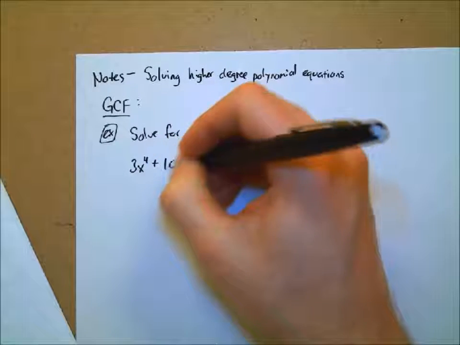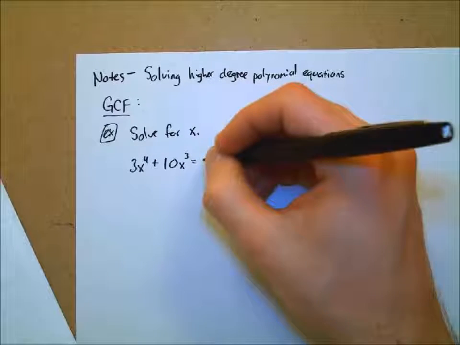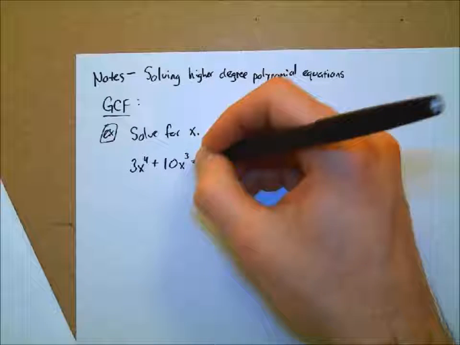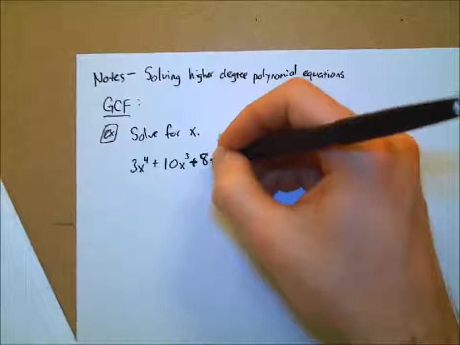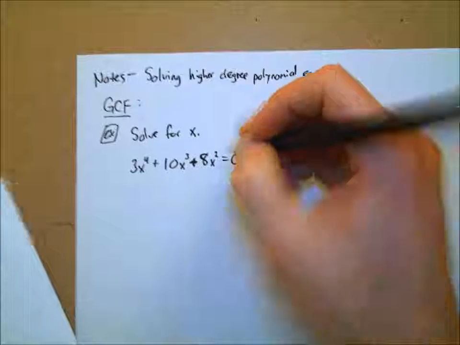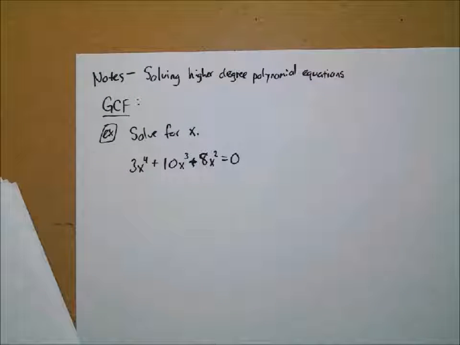But a good place to start whenever you're going to solve an equation is see if you can factor out a GCF. Or at least, whoops. Supposed to be a plus there. There you go. Okay, so 3x to the fourth plus 10x cubed plus 8x squared equals 0. So here we have a polynomial, degree 4, and we're looking to try and solve this thing for x.